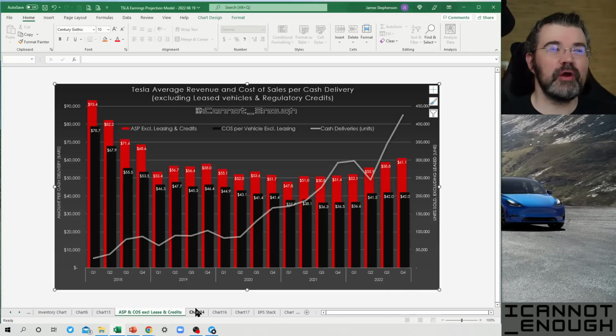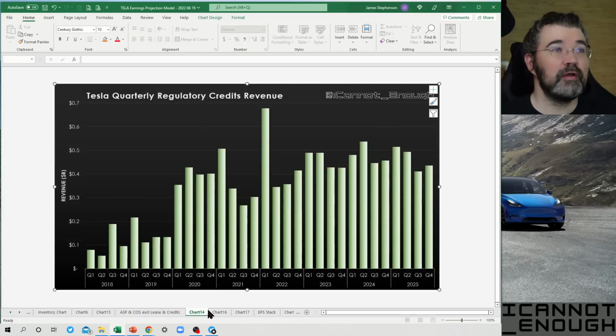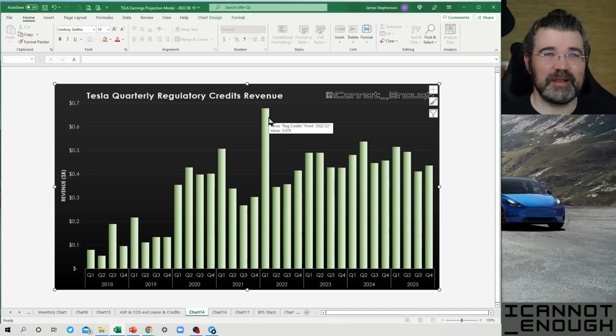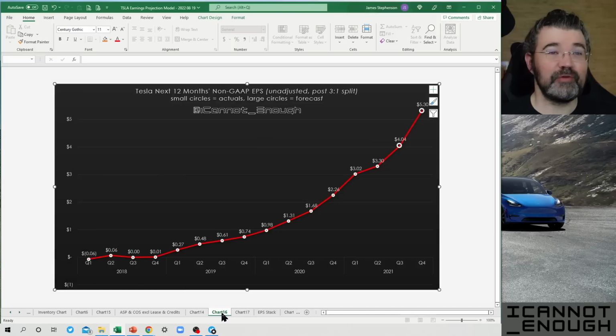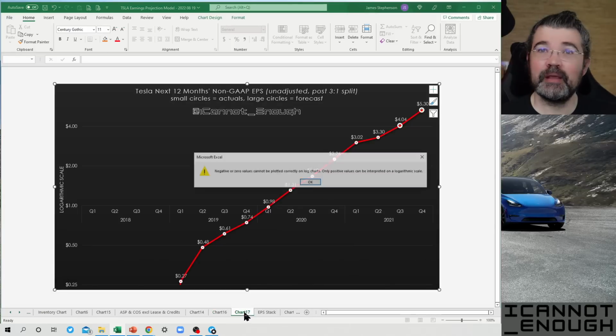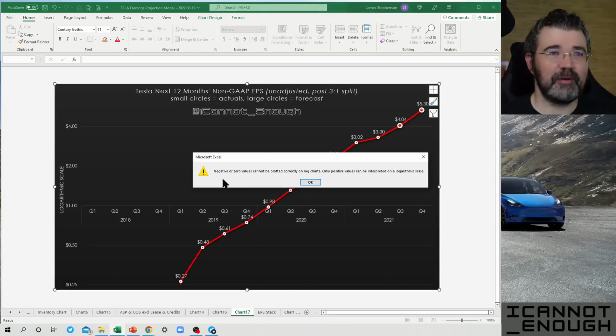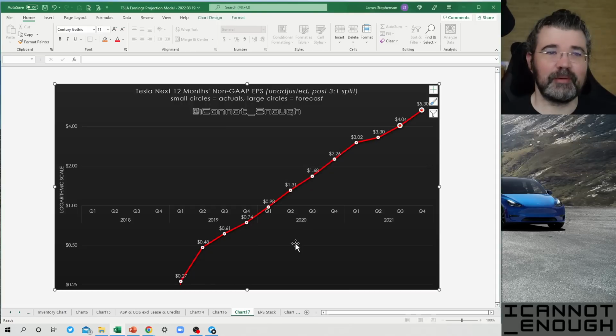And a bunch of other charts here we've gone over. Some we haven't. Tesla Q would never have believed you in 2020 if you had told them that the record high regulatory credits revenue wasn't going to happen until Q1 of 2022. They thought it was going to be 0 this year, and it's not 0. There's the EPS. You always get this error message when you try to plot a negative number on a log chart.